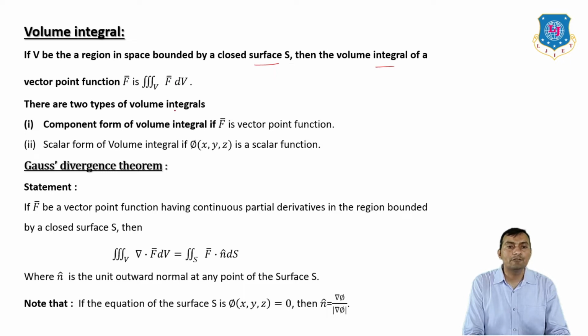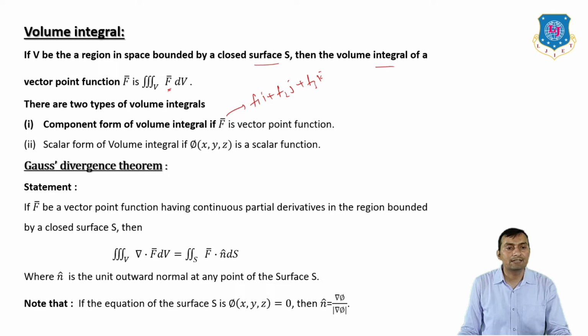Here there are two types of volume integral. If the vector field F is a vector, then we can write the component form of the vector point function, that is F1 i plus F2 j plus F3 k. So this is our vector field F, and in that case we get the component form of the vector volume integral. But if you are given a scalar function, then the volume integral will be the scalar form of the volume integral.